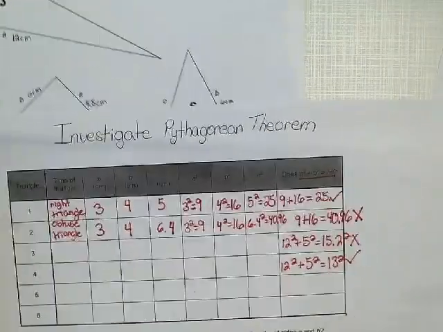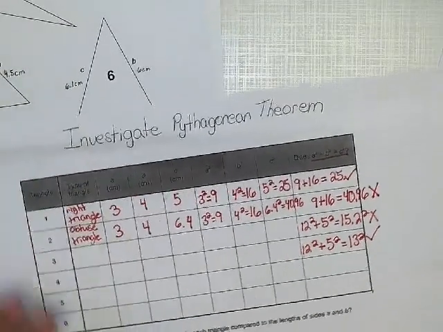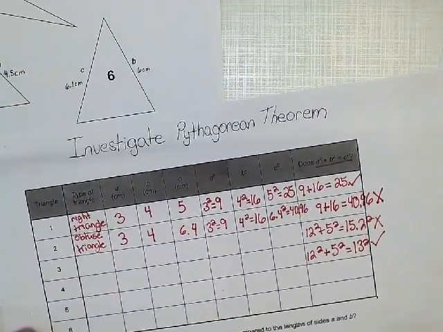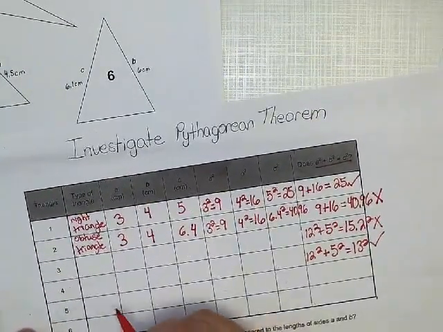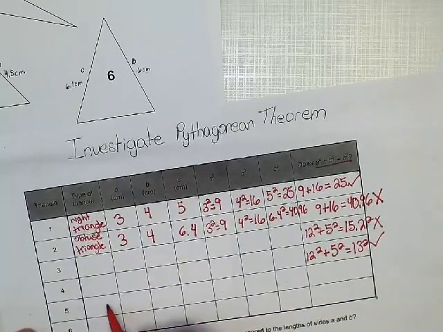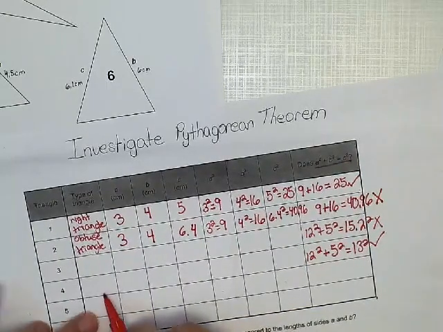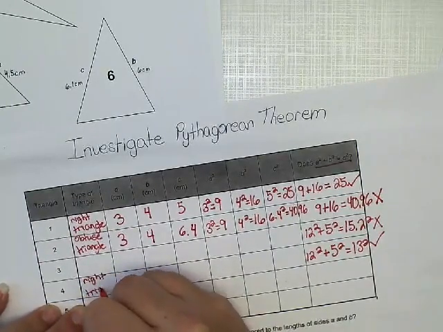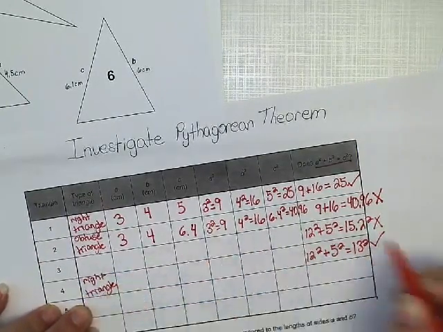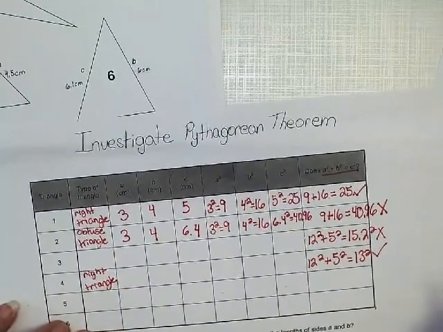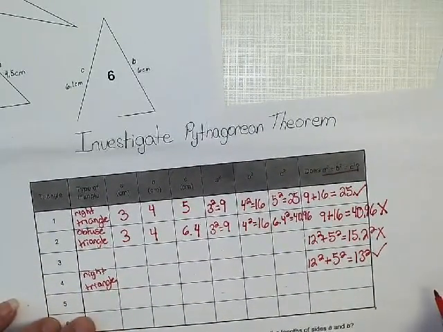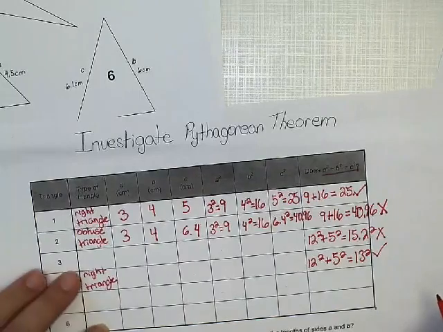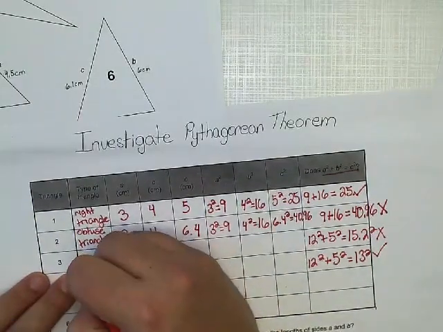Okay, number 5, you should have everything filled out. Oh, and so on number 4, was it a right triangle? Yes, it was. Especially if a squared plus b squared equals c squared works, then it is a right triangle. And number 3 was an obtuse again.